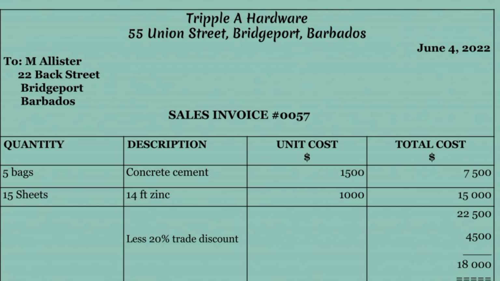We allow M. Allister a 20% discount. 20% of $22,500 is $4,500. We subtract the $4,500 from the $22,500. This leaves $18,000. Allister will pay a bill of $18,000.